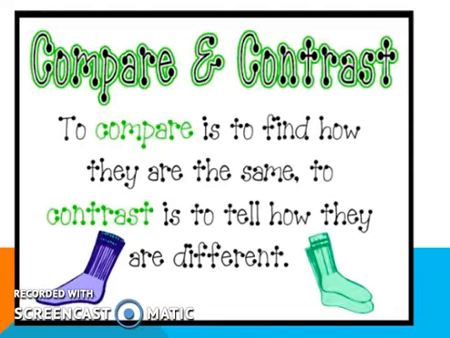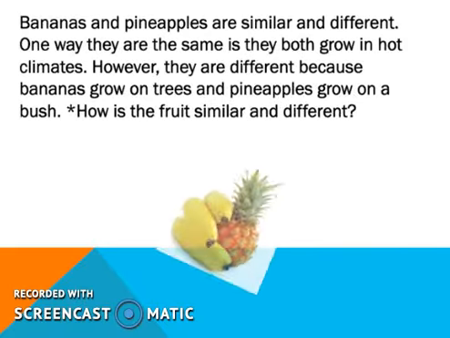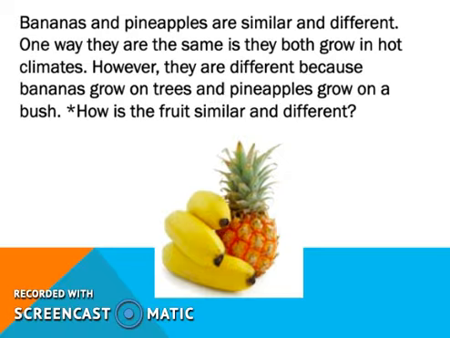Compare and contrast is a type of text structure that allows us to see what is similar and different between two or more things. Here's an example. Bananas and pineapples are similar and different. One way they are the same is they both grow in hot climates. However, they are different because bananas grow on trees and pineapples grow on a bush.